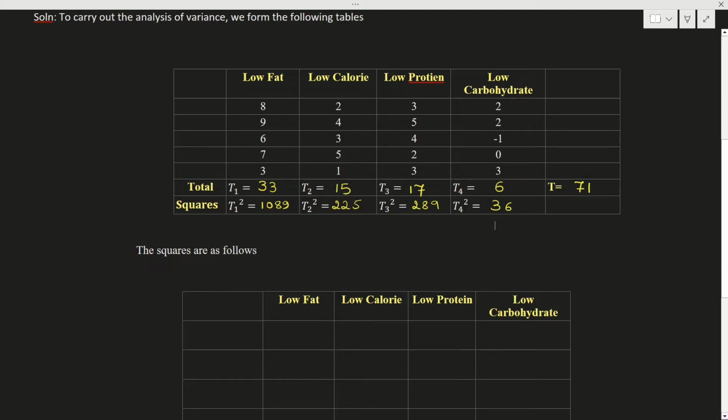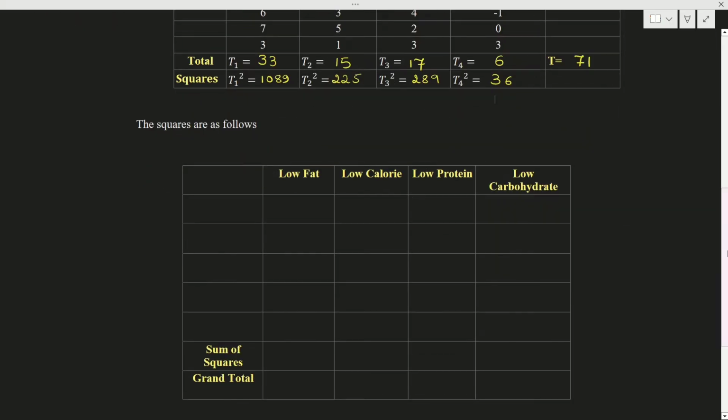Next is to find the squares of all the values inside the table. There are 4 columns, and each column contains 5 values. 4 into 5, total 20 items are here. So, we have to square each value. When you square these values, for the first column, 8 squared is 64, 9 squared is 81, 6 squared is 36, 7 squared is 49, and 3 squared is 9.